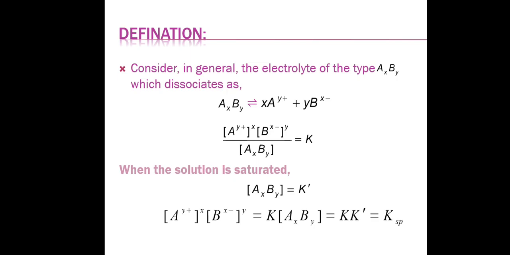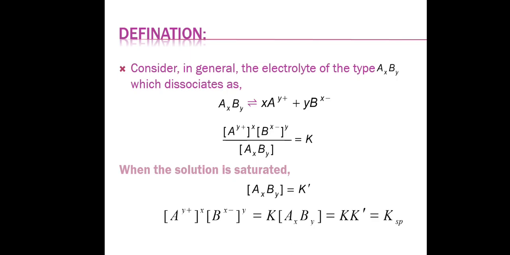When the solution is saturated, as we have discussed, the concentration of AxBy, that is the undissociated electrolyte, will remain constant. That is what we represent as K dash. So A y plus to the power x, B x minus to the power y will be equal to K into the concentration of AxBy. That is the rearrangement. And if we substitute the value of AxBy as K dash, then we get K into K dash, which is equal to KSP. So if you clearly see, KSP is nothing but the ionic product of A y plus and B x minus.